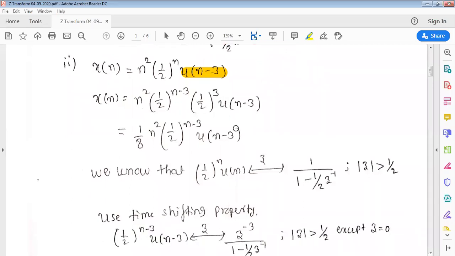Okay. Now 1 by 2 raised to 3 is a constant. I'll write it as 1 by 8. And this one is n square. And this one is 1 by 2 raised to n minus 3 u of n minus 3.